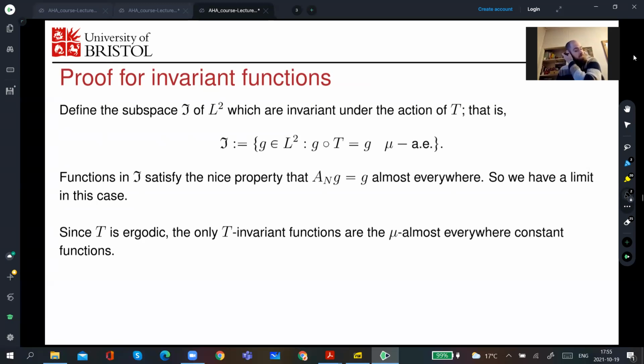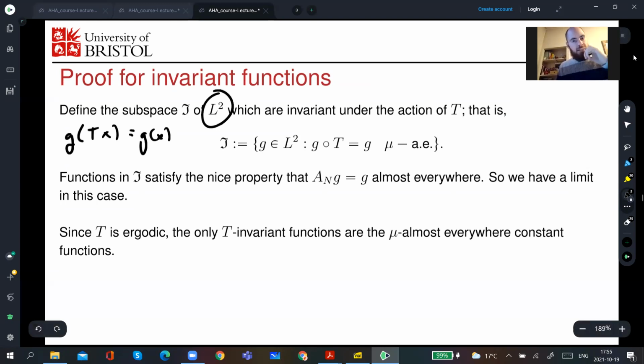We'll start off with something easy. Define our T invariant subspace as any function g in L2 such that it's invariant under T, meaning g(T(x)) equals g(x) almost everywhere. I'm picking L2 because ergodicity is actually equivalent to a statement about L2. It says something about the eigenvalue of T as an operator on L2. This operation where I precompose a function with T gives an action on the space of functions. In particular, because of the measure preserving property, it takes an L2 function to an L2 function.